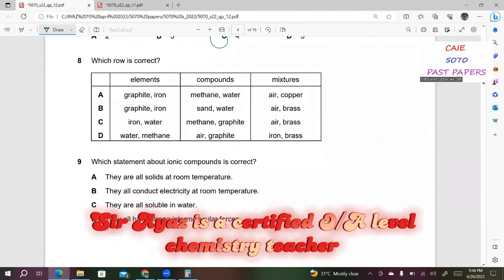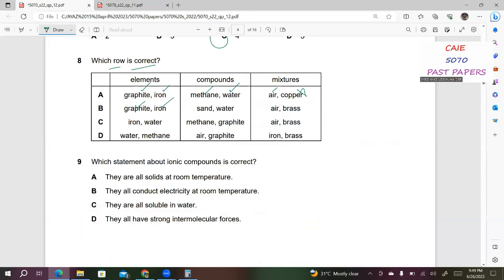8. Which row is correct? A, elements, graphite, correct. Iron, correct. Compounds, methane, correct. Water, correct. Mixture, air. Copper, wrong. Choice B, elements, graphite, iron, correct. Compounds, sand and water. Sand is wrong. Sand is also a compound and water is also a compound. This is also correct. Mixtures, air and brass, both are correct.